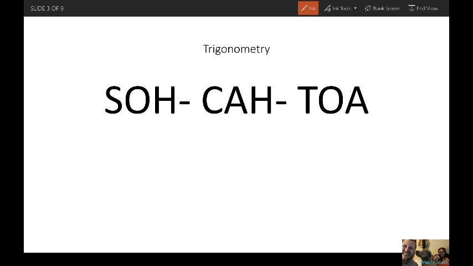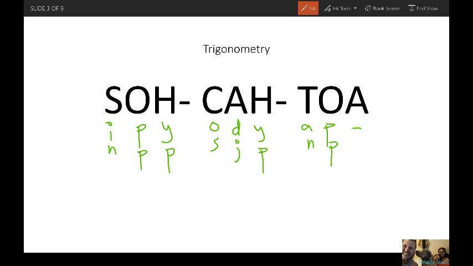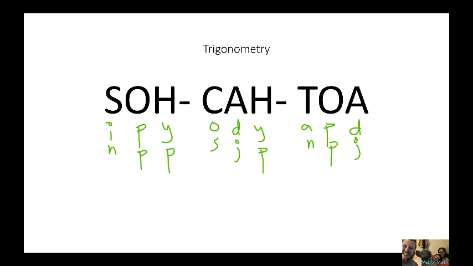Once again, if you know SOHCAHTOA, you know basically 80% of all trig. So sine is opposite over hypotenuse. Cosine is going to be adjacent over the hypotenuse. And tangent is going to be the opposite over the adjacent, just like in 13.1. So again, if you know SOHCAHTOA, he's a great Indian chieftain. He'll basically remind you of 80% of everything involving trig.